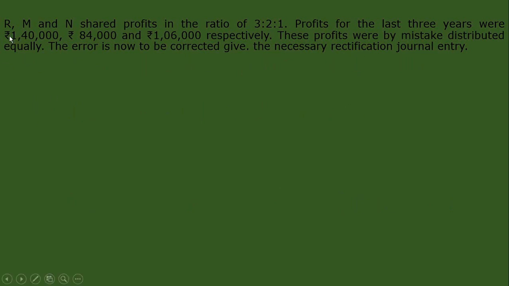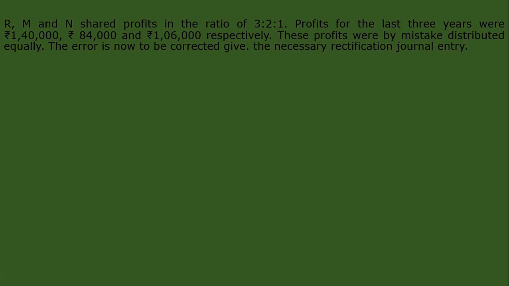The first question is: R, M and N shared profits in the ratio of 3:2:1. Profits for the last 3 years were rupees 1,40,000, rupees 84,000 and rupees 1,06,000 respectively. These profits were by mistake distributed equally. The error is now corrected. Give the necessary rectification journal entry. So this is the question.